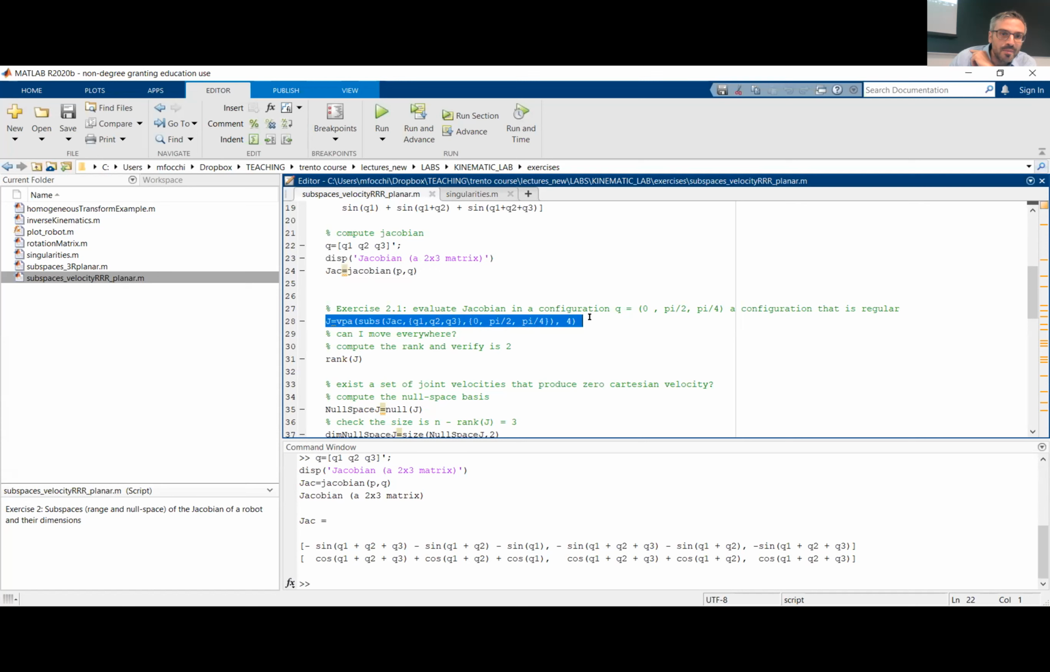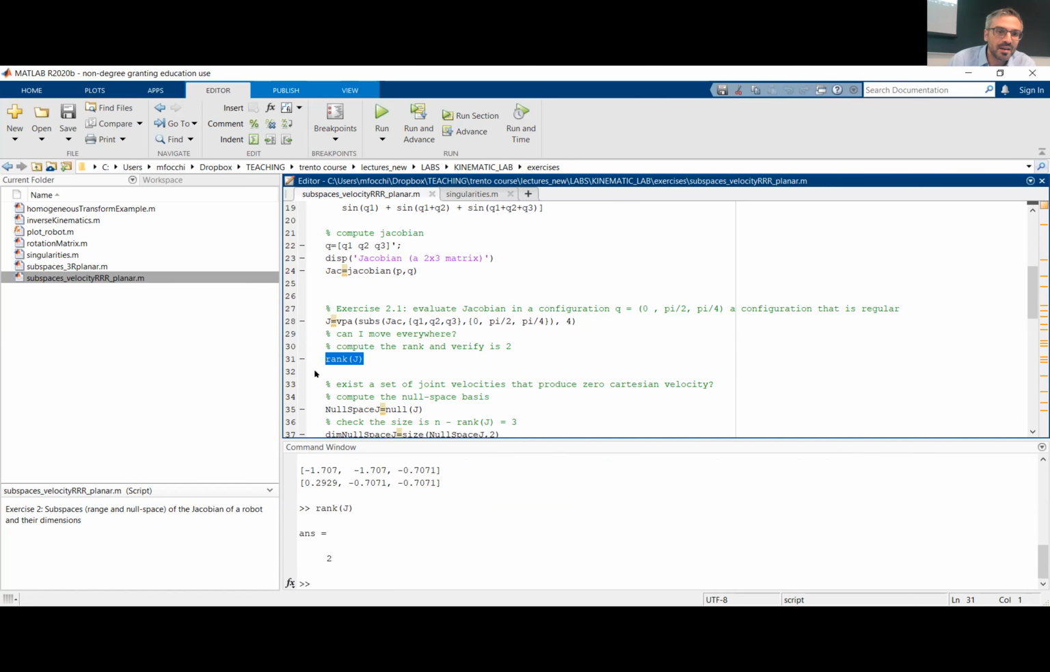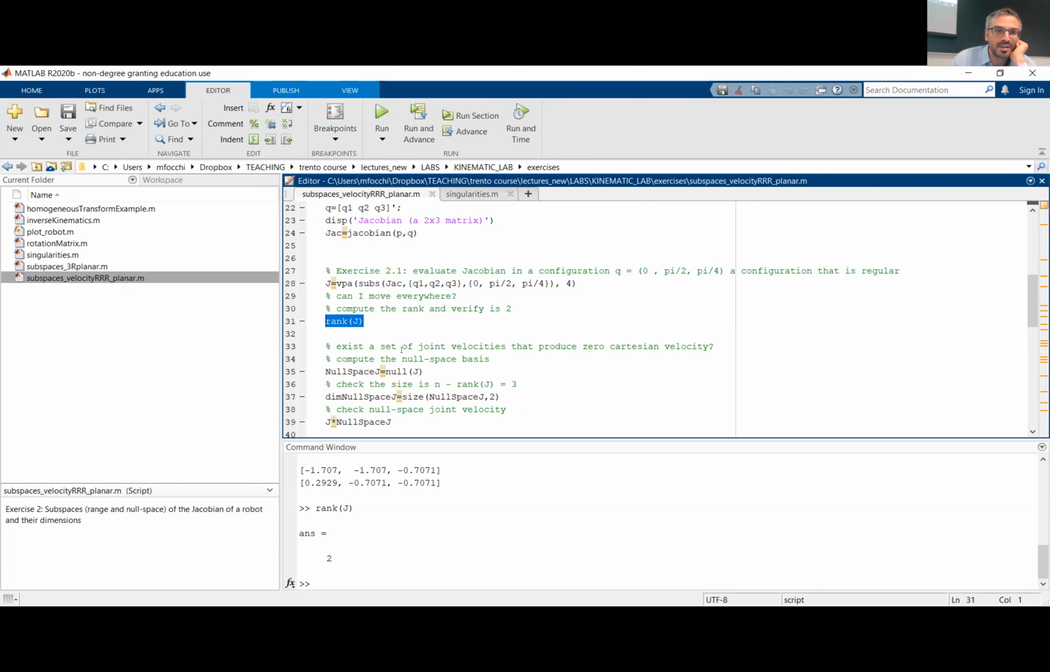And we replace the configuration that is generic, you remember, was in the middle of the workspace. And we see that the rank is 2, so it's full rank, there is no singularity.